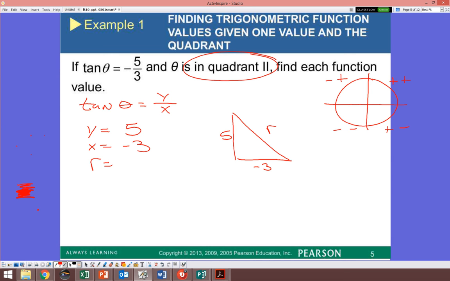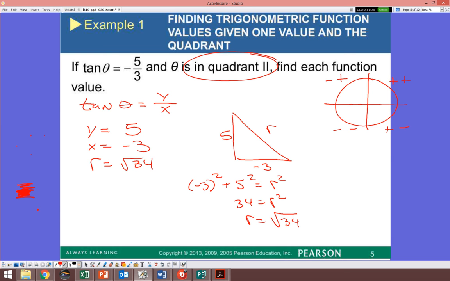R. So let's plug in my values. -3 squared plus 5 squared is equal to r squared. 9 and 25 gives me 34. So 34 is equal to r squared, so r is equal to the square root of 34. Now, is my r ever negative? No, r is never negative. So this is radical 34.